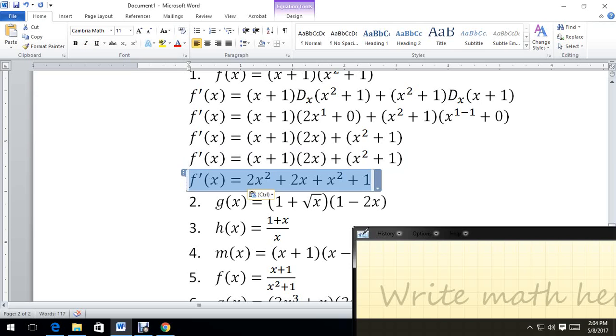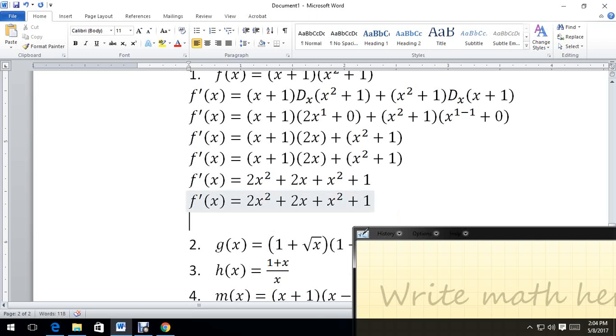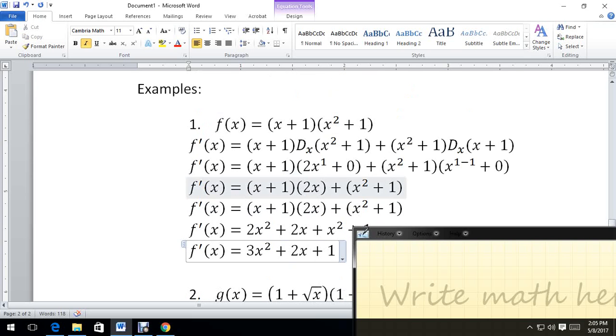Okay, so combining like terms, of course, 2x squared plus x squared would add up, so that becomes 2 plus 1, that becomes 3x squared. So let's just remove the x squared part here. And 2x has no partner, and 1 also has no partner, so therefore, we will be left with this final form of the answer. We have f prime of x as the derivative of x plus 1 times x squared plus 1. That would be equal to 3x squared plus 2x plus 1.